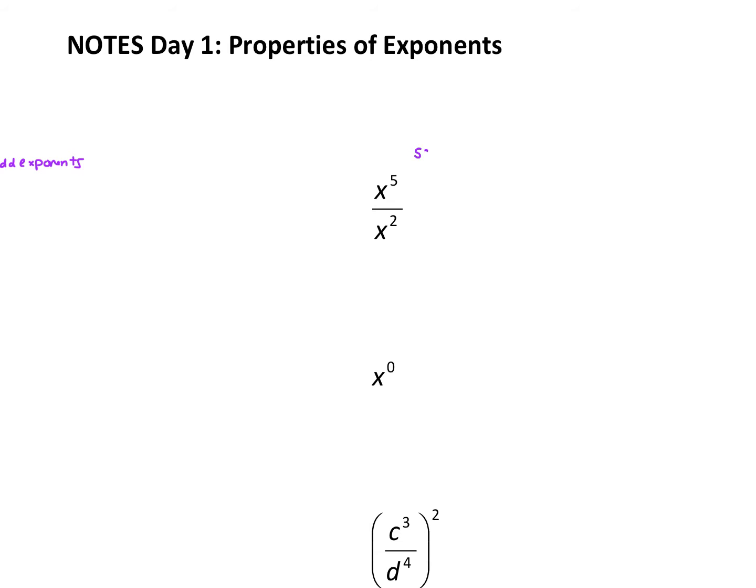Again, when I have the same base, I have x here, and now I'm dividing. What I'm going to do is subtract my exponents. So in this case, I'll have 5 minus 2, which is x to the third. All right, in this case, we call this power to a power because we have a power and a power. And what we're going to do is multiply our exponents. So I'm going to have 4 times 2, which is x to the eighth.